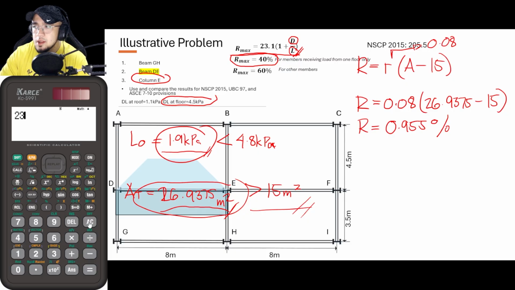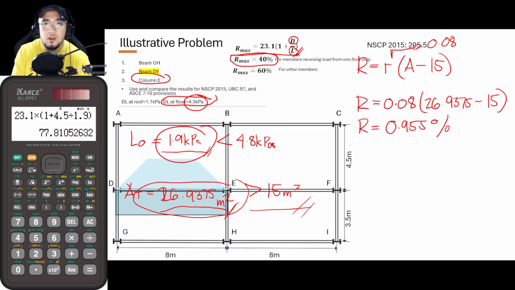Rather, I would just input them directly to our calculator. So again, that is 23.1 times 1 plus D all over L. Again, the dead load at the second floor is 4.5, so plus 4.5 divided by the pressure for live load. As you can see, according to NSCP, that is 1.9 kilopascal. So from that, guys, the answer here is 77.81.